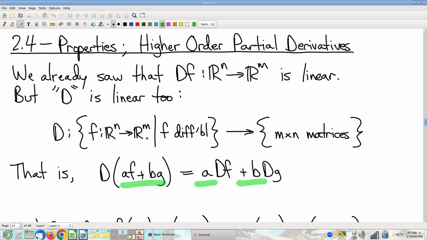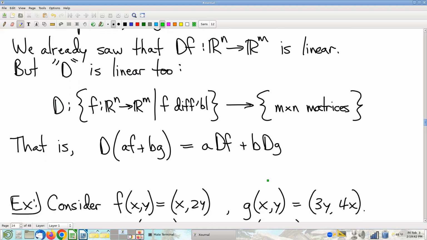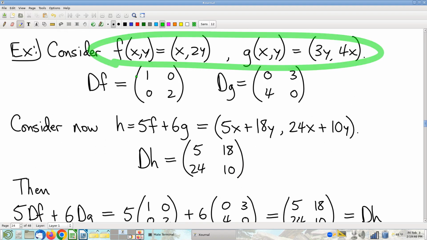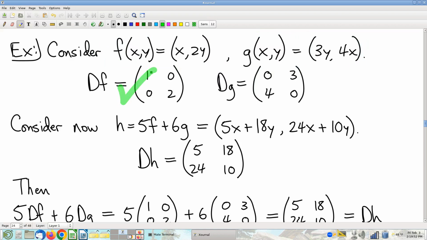Let me show you an explicit example. Get some numbers on the page. Here we have a couple of functions. These are multivariable vector valued functions, right? We can take their derivatives. No big deal. Here's the derivative of the first function. Here's the derivative of the second function.